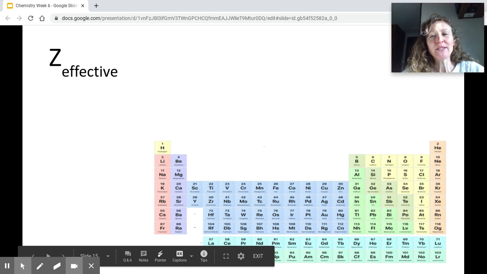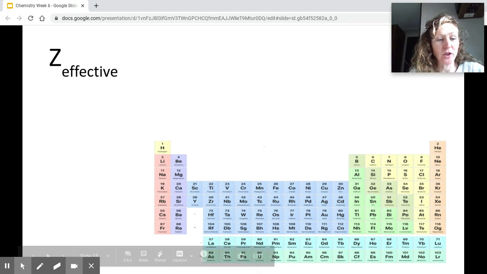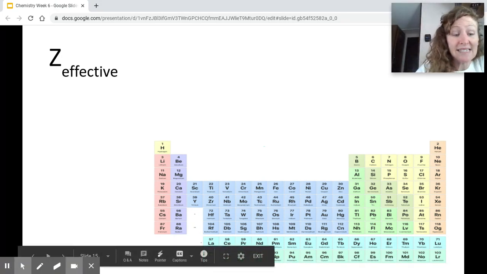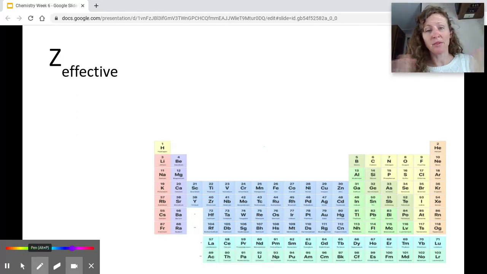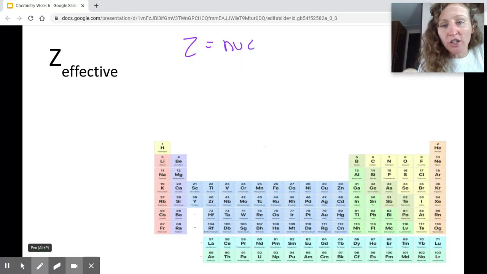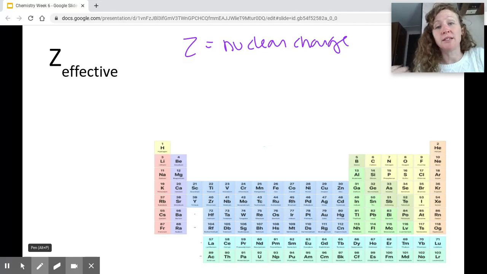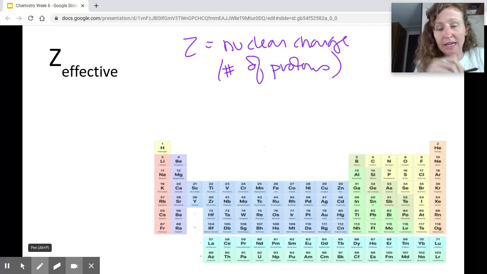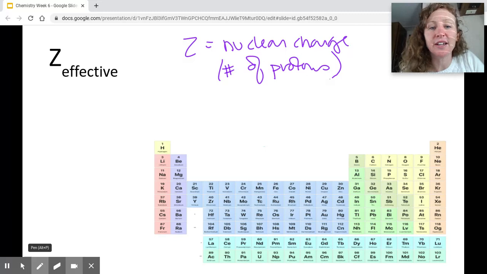Hey, chemistry. I want to talk to you about this little term called Z effective. We've already talked about what Z is. Z is the same thing. It's still our nuclear charge, and our nuclear charge is dependent on the number of protons. Right? And so what we're looking at here is the same idea. We're looking at what the nuclear charge is, but we're actually looking at what the effective nuclear charge is.